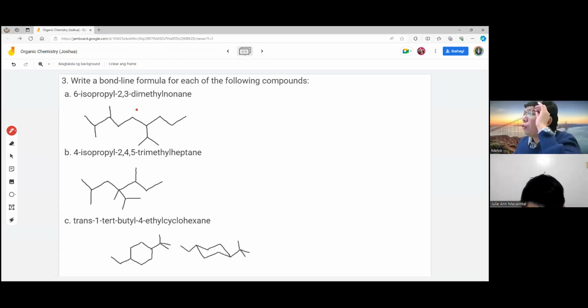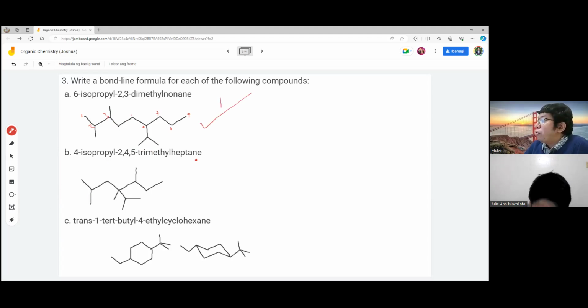Okay. So, write a bond line formula for each of the following. So, the first one is 6-isopropyl-2,3-dimethylnonane. So, to do this, Josh, you're building yung strategy natin dito. You can have dots nga and then connect it lang until you form the longest chain. And then just place your substituent. So, we can have here 1, 2, 3, 4, 5, 6, and then 7, 8, and 9. Okay, so this is your number 1. So at carbon 2 and 3, you have the dimethyls. You have the methyl groups. Then 4, 5, 6, you now have the isopropyl. So this is correct. So 1 point for this one.